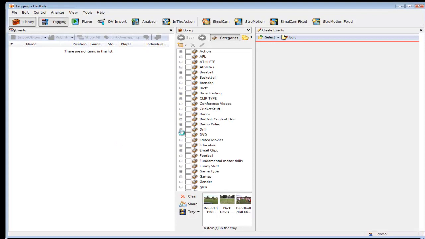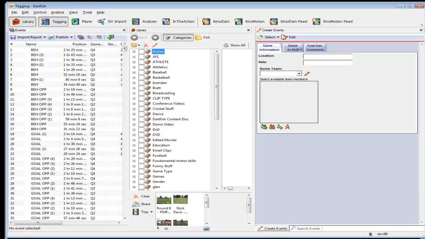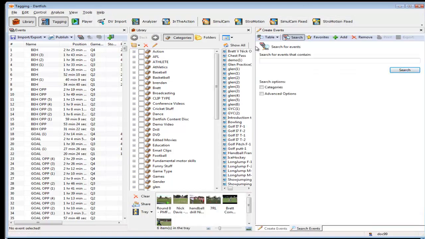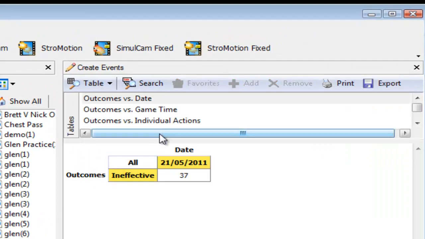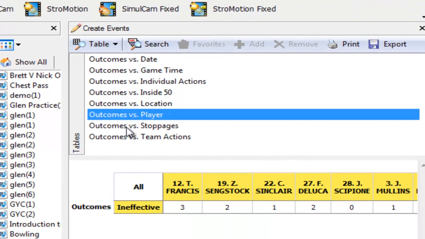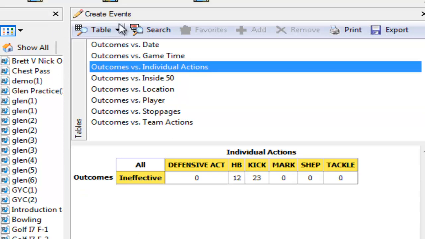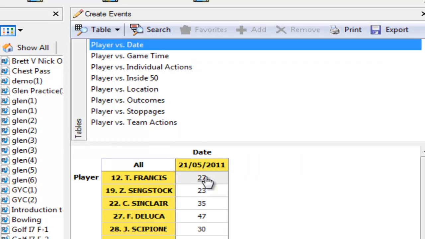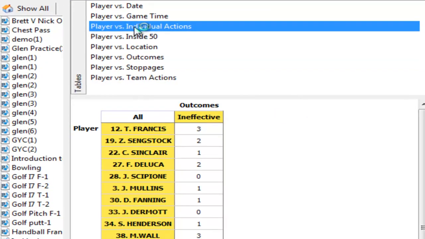Now, I want to quickly show you this, and then we can pretty well wrap things up. This is the statistical analysis. Obviously, everything that you put in can become a stat. What we're looking at here are the outcomes versus players, or we can look at outcome versus individual actions. I can look at the players versus the outcomes, or players versus individual actions. This is the one we want.